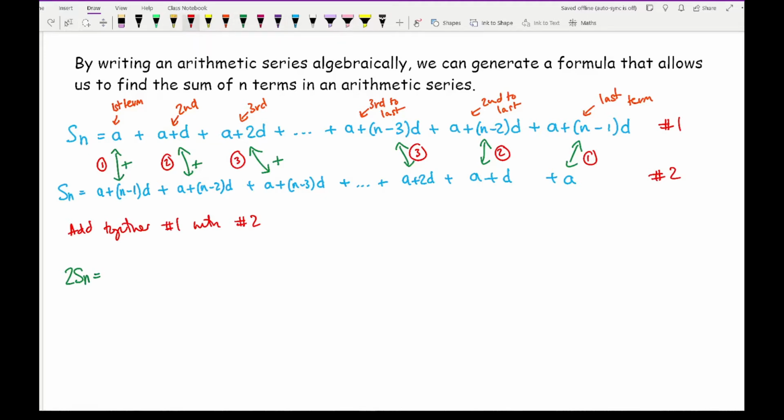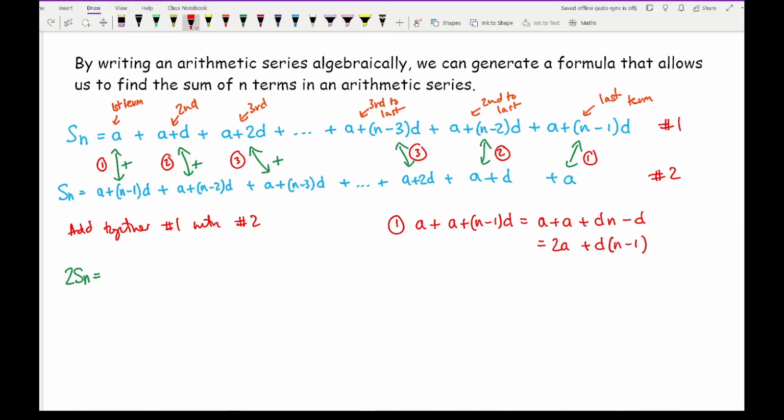Now to show in terms of number 1, let's add those together. With number 1, we're going to end up with a plus a plus n minus 1d. Now if I expand the brackets, I end up with a plus a plus dn minus 1, and if I simplify that, I get 2a plus d(n minus 1).